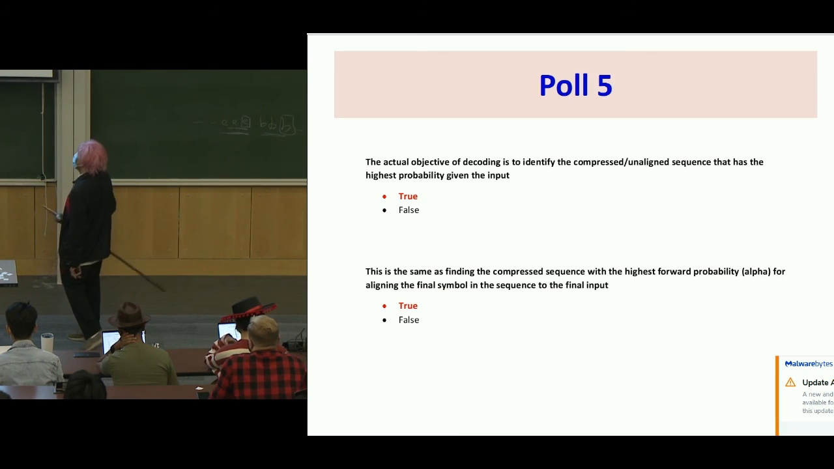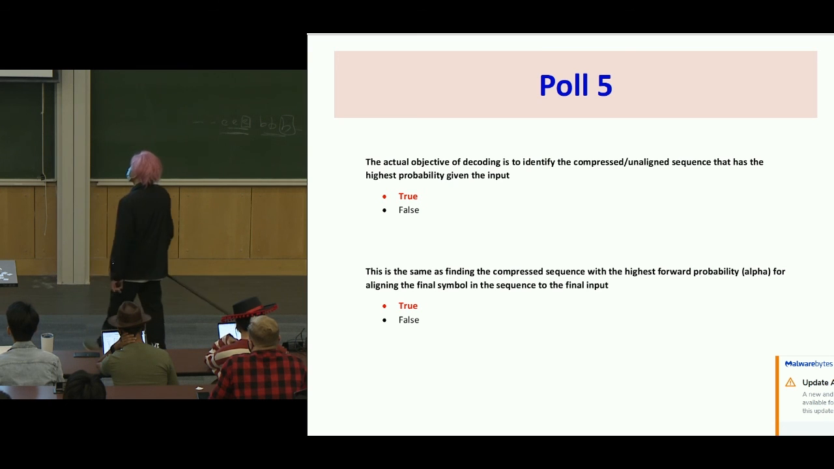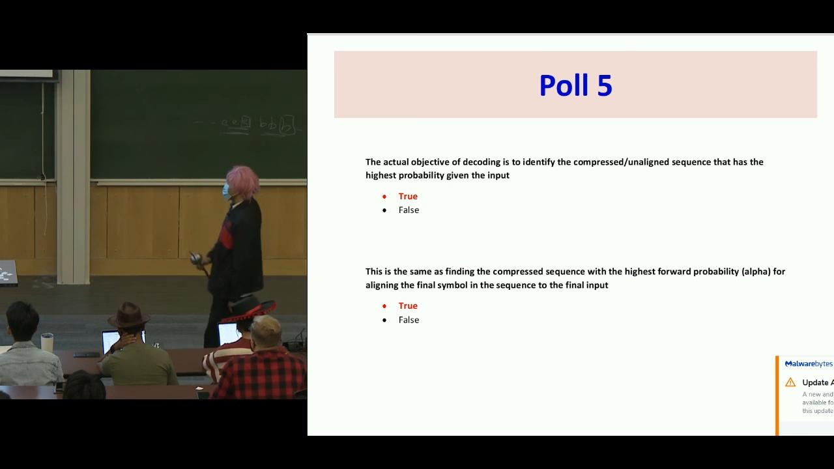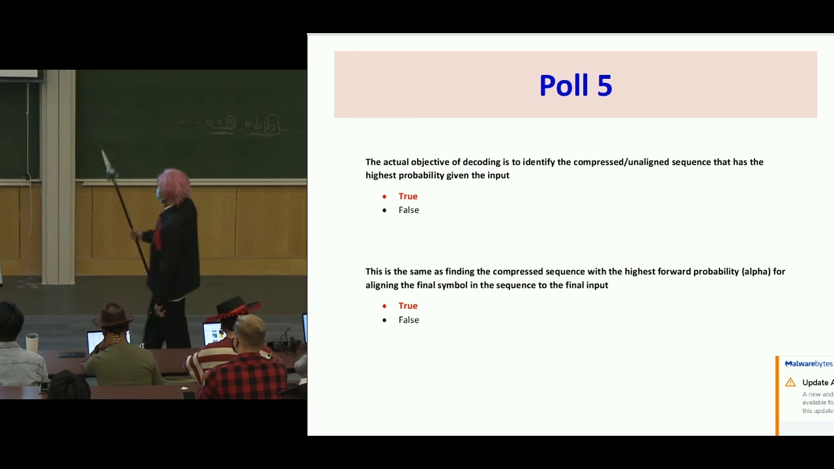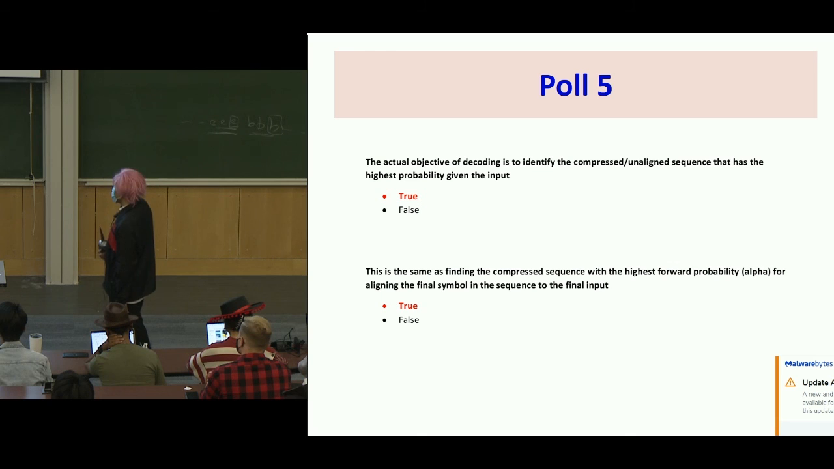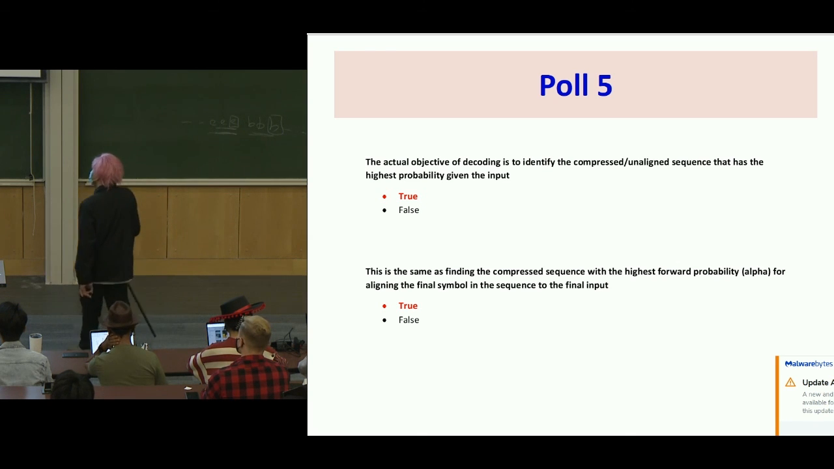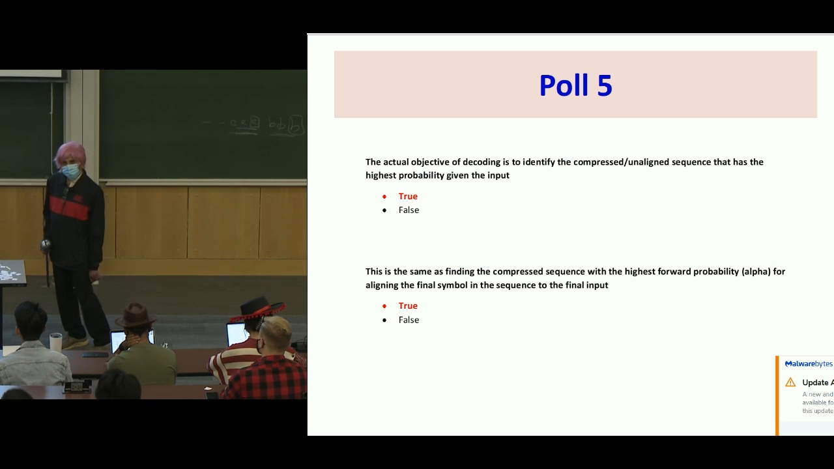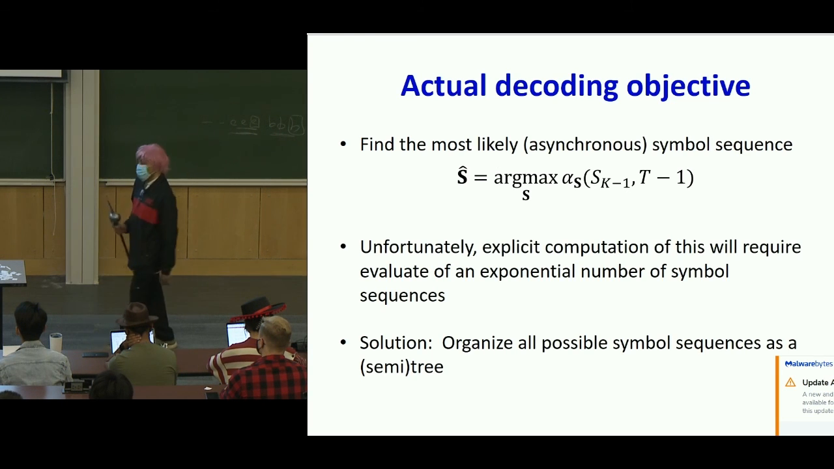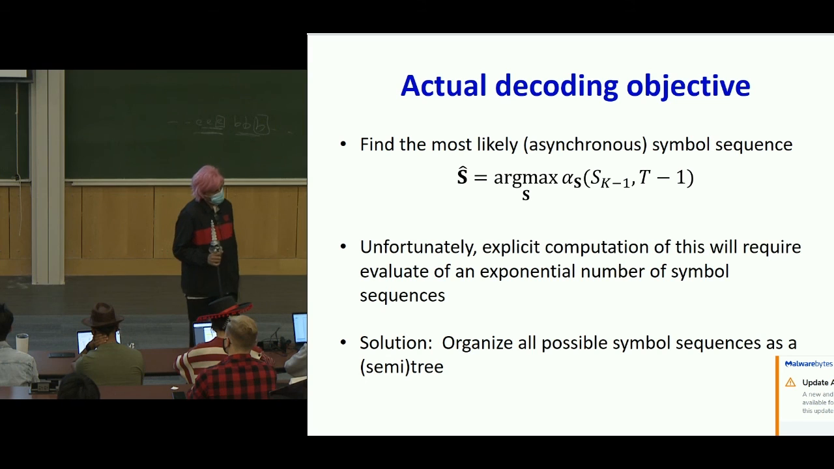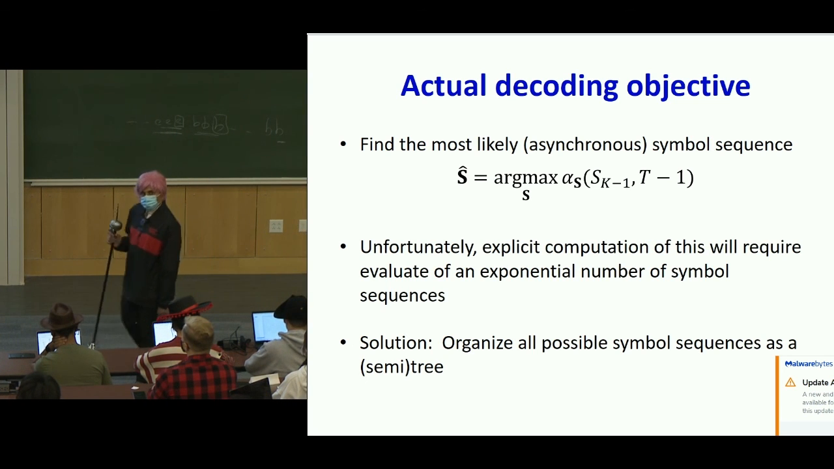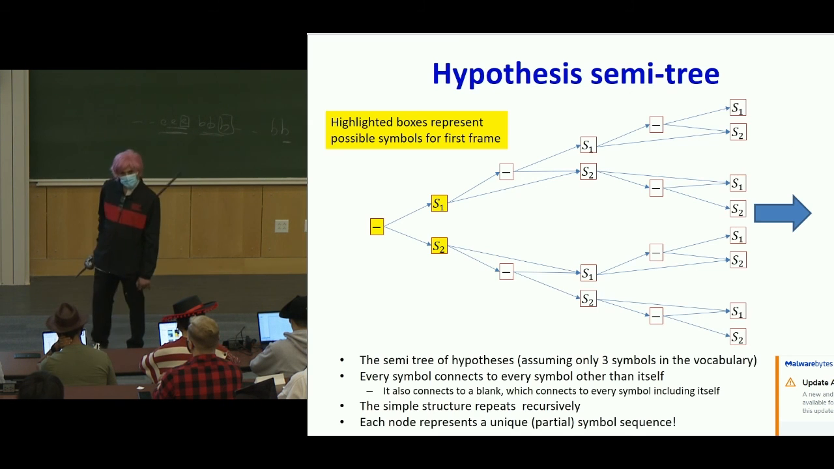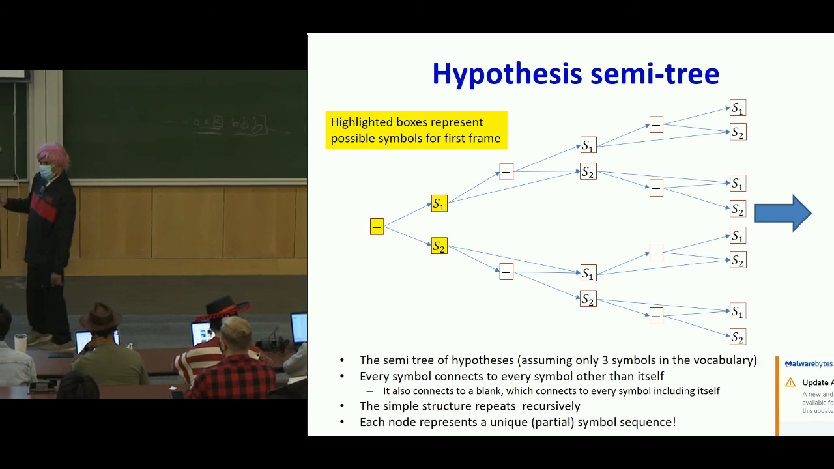Again, the actual objective of decoding is to identify the unaligned sequence that has the highest probability given the input. And this is the same as finding the compressed sequence with the highest alpha for the final symbol at the final input. And this is not a computationally feasible problem. So there is, of course, an engineering solution to this. So I'm going to take 1 minute extra. And the engineering solution is this.